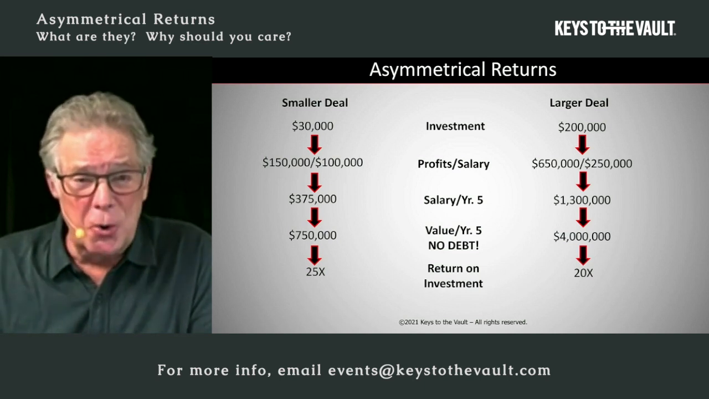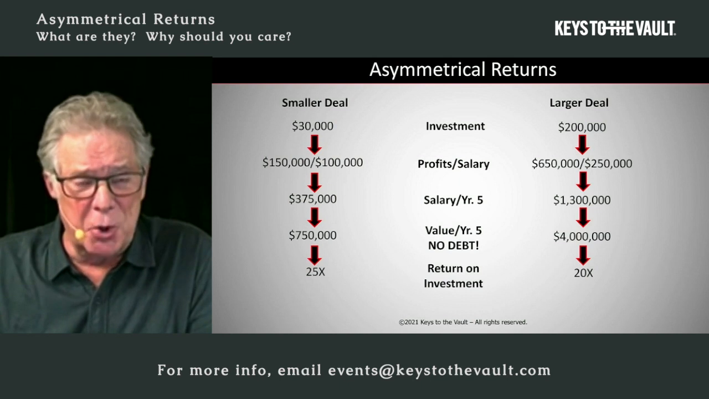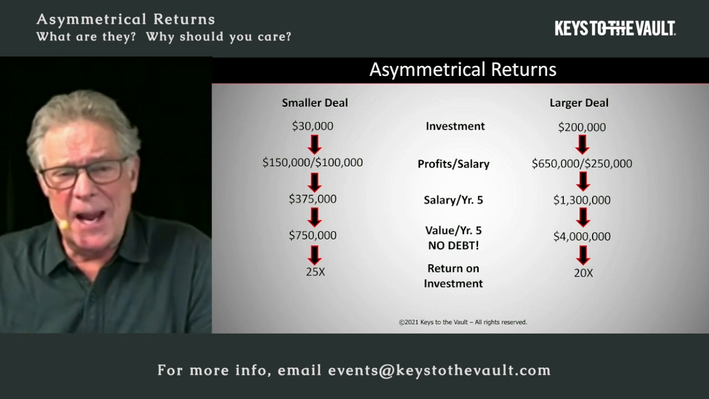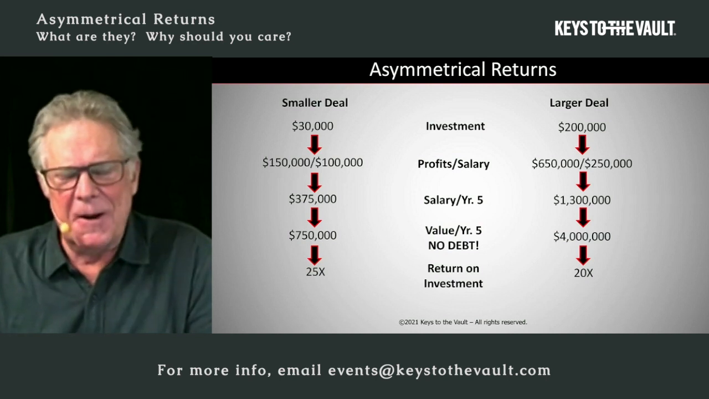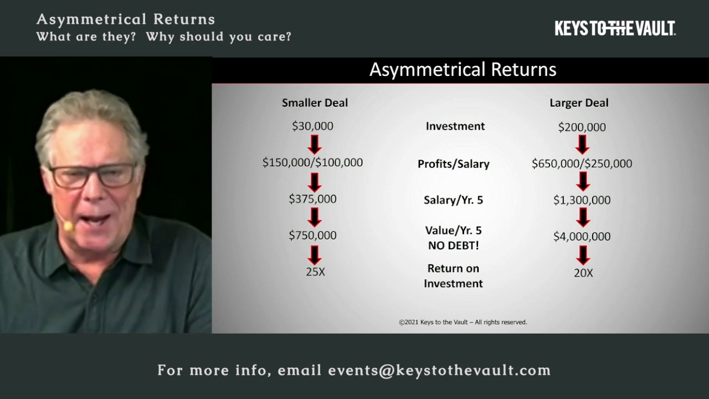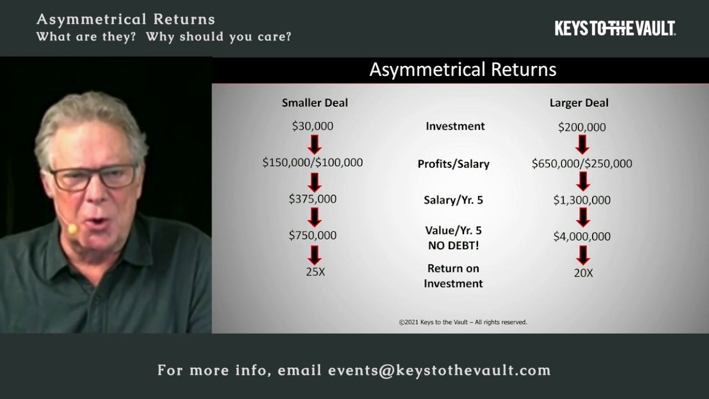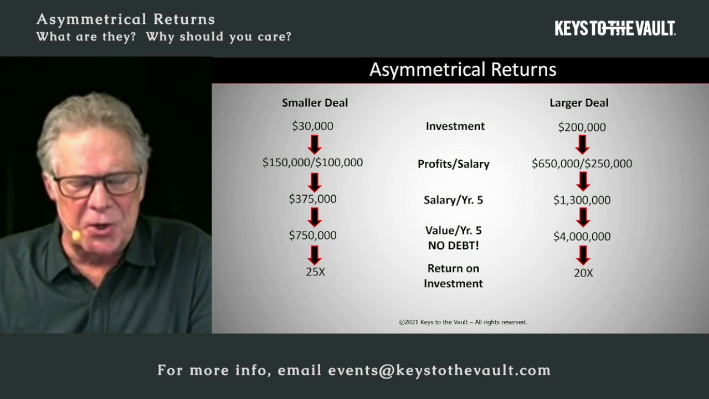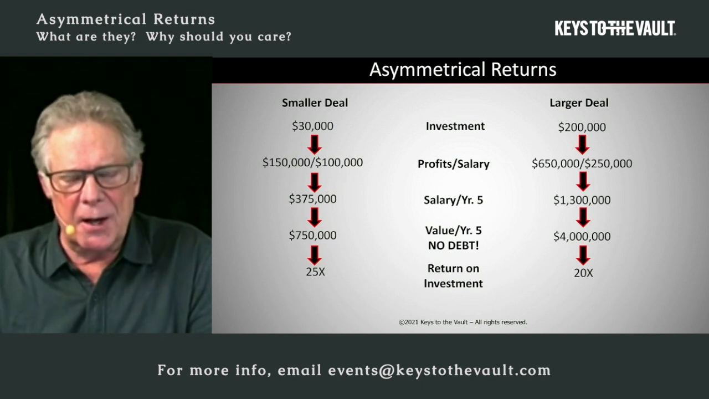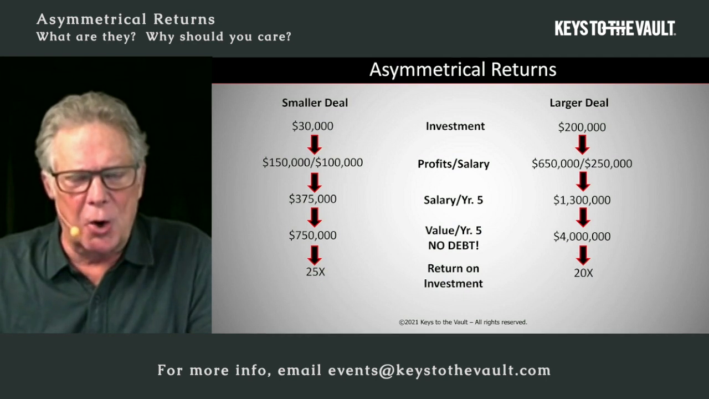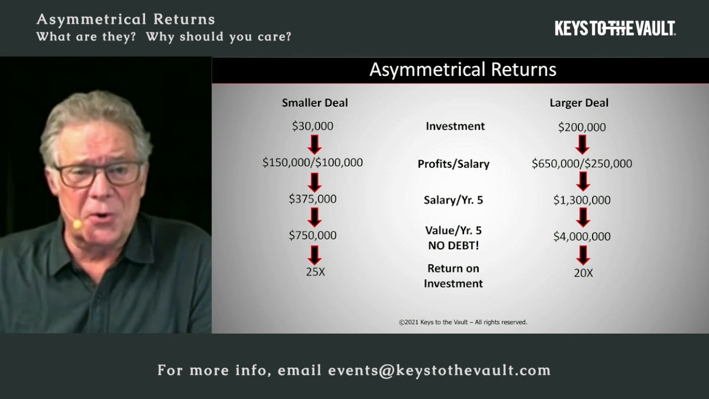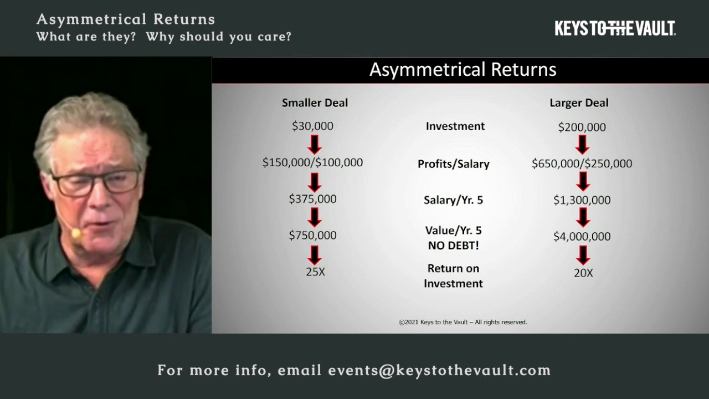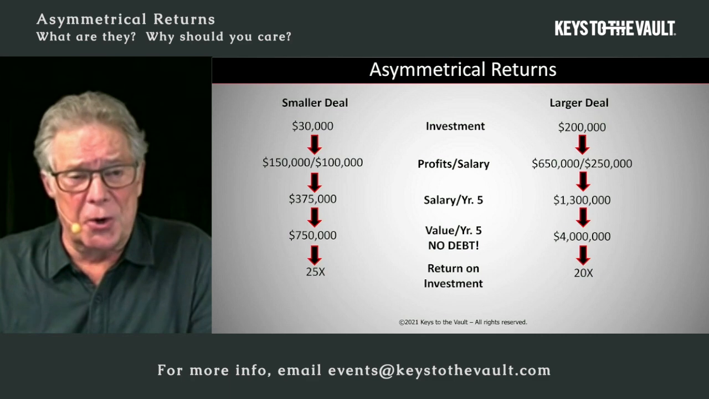So on a $200,000 investment from you, if you had that kind of capital and you did this kind of deal, which is an average kind of deal, there's nothing particularly great or bad about the economics I'm showing you, you could turn $200,000 of capital into a profit for you of about $1.3 million over 5 years, and the business would be worth $4 million. So it's incredibly attractive from an asymmetrical return standpoint.